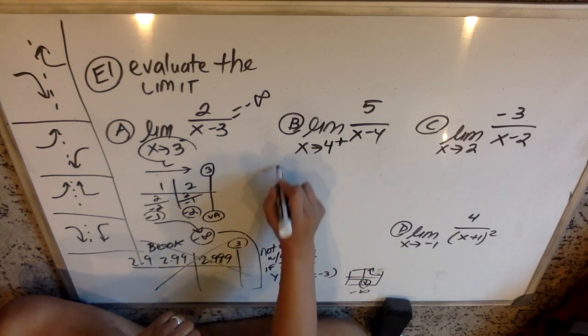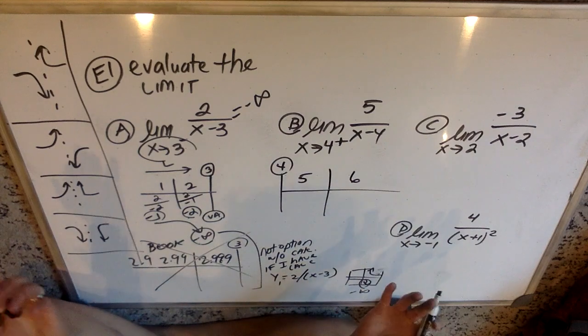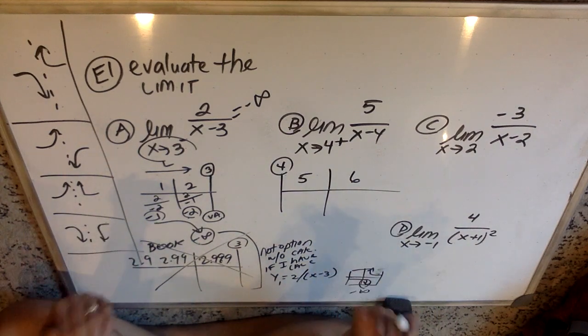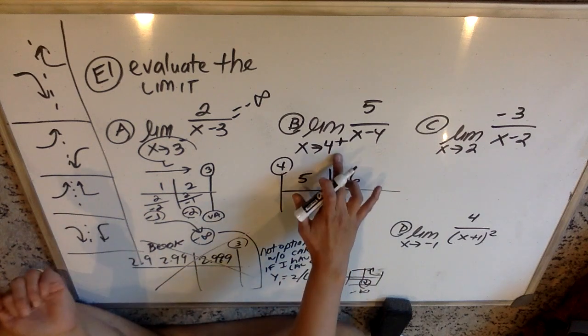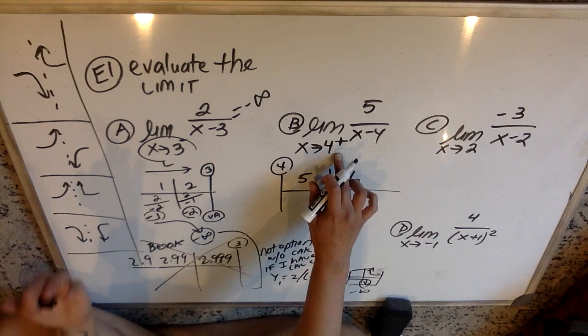This is the right-sided limit at 4, right? So I pick two easy numbers that are to the right of 4. The easiest numbers I can pick are 5 and 6. Again, I know my answer is either a positive or negative infinity. That's it. Because it's a right-sided limit, it's not even a does not exist possibility. It's either a positive infinity or a negative infinity.